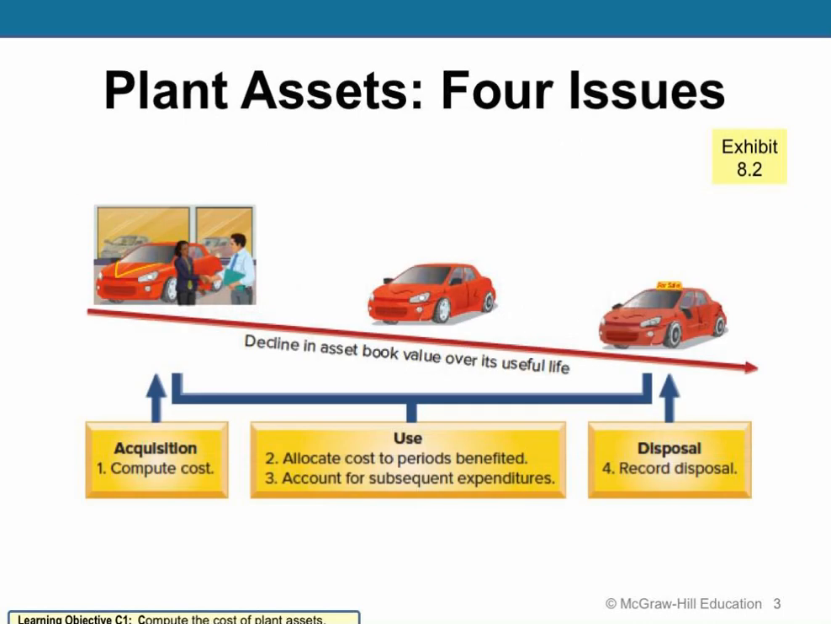Now this is going to happen: we're going to have the acquisition cost as the initial thing we're looking at. Use is going to occur over time. That might be allocating the cost to the periods it's benefited and accounting for subsequent expenditures. And the fourth thing we're going to look at is going to be disposal, so recording how we're going to get rid of the asset.